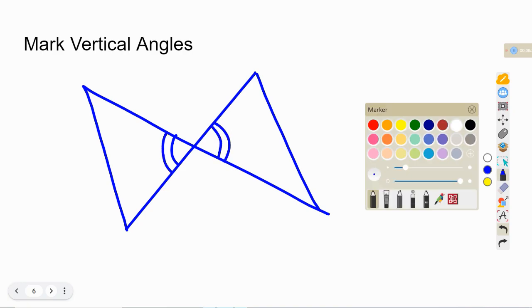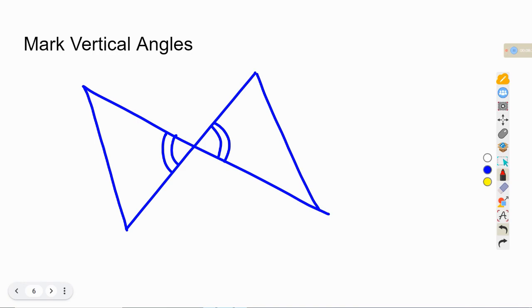It doesn't matter how many arcs I use as long as I show that they have the same amount, right? So if I'm trying to show these two angles are equal, they should maybe both have 2 arcs or both have 3 or both have 1. Okay, so we mark vertical angles very quickly anytime we see them.